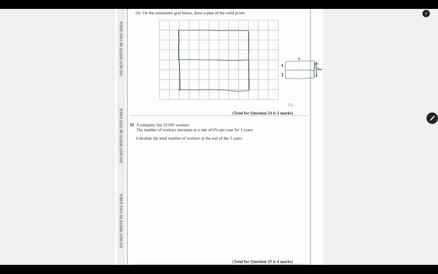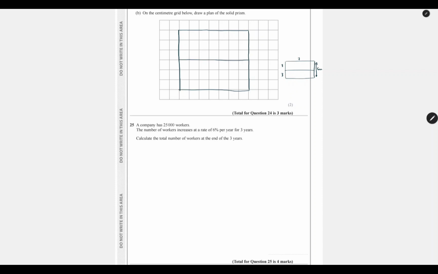Question 25 says, a company has 25,000 workers. The number of workers increases at a rate of 6% per year for 3 years. Calculate the total number of workers at the end of the 3 years. So as we see, it says it increases by 6% every single year. So we're dealing with compound interest.